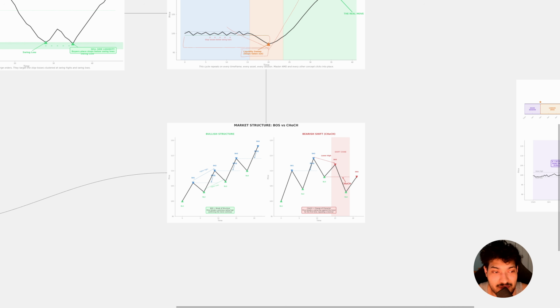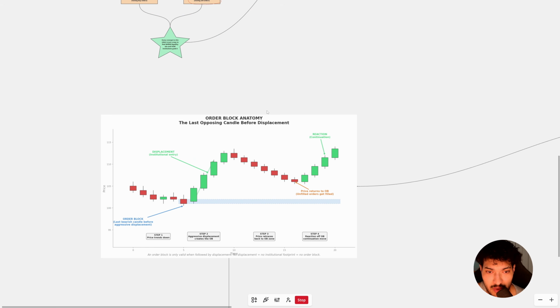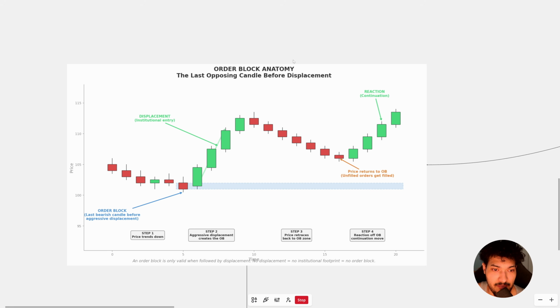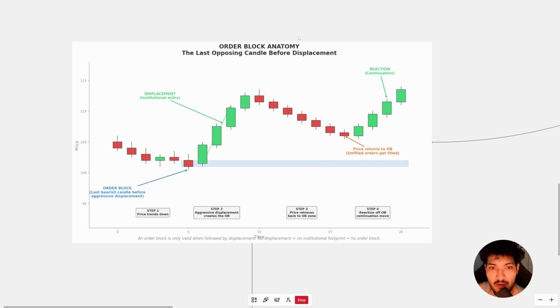But yeah, let's continue. You can see right here, this is where we get into order blocks. This is the anatomy of an order block and how it works. An order block is operationally defined as the last opposing candle before displacement. So in the bullish sense, it's the last red candle before an up move, and in the bearish sense, it's the last green candle before a down move.